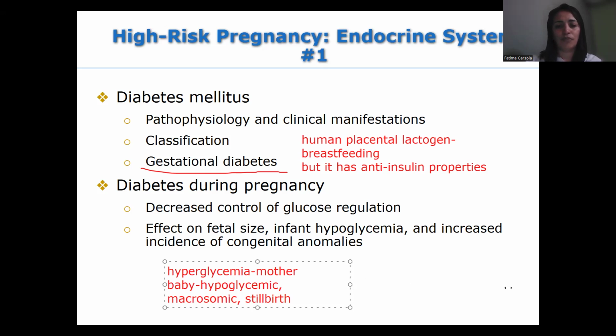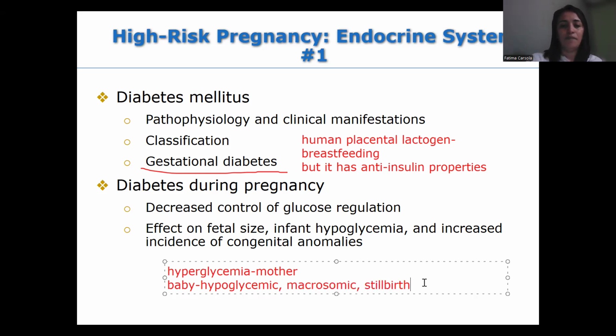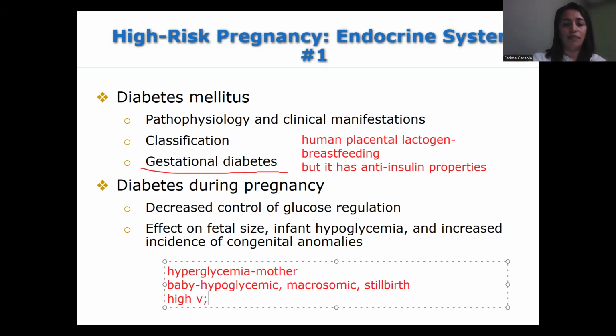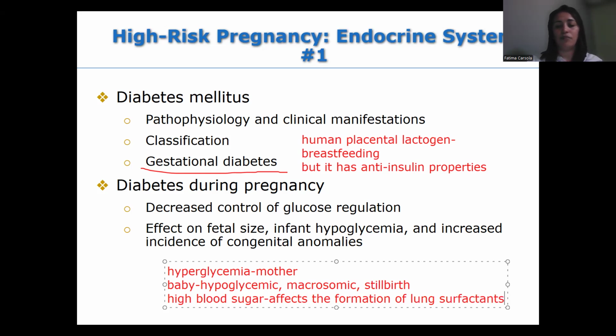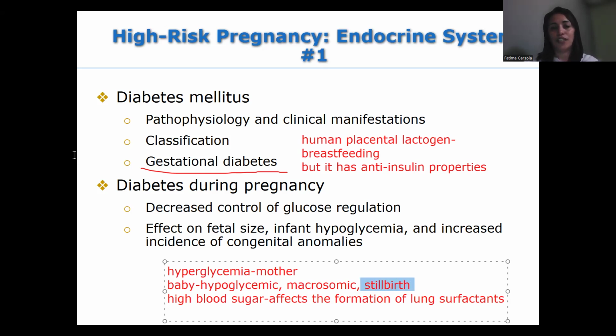The high blood sugar of the mother affects the formation of lung surfactants. That is why the baby could be born dead. So the most unwanted complication of gestational diabetes is stillbirth. The baby could be born dead.